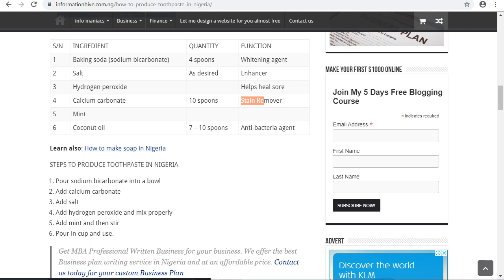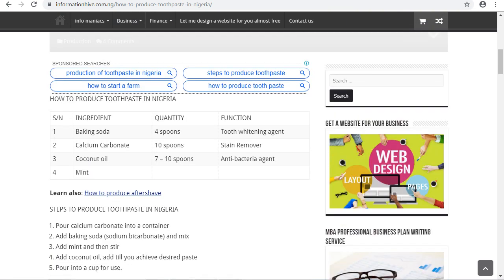I've told you the steps. Pour your baking soda in the container. Add calcium carbonate. Add a little salt, or not so much salt, because some people don't like paste that has salt. Add hydrogen peroxide and mix properly. Add your mint and stir, and you are good to go. So that is how to produce toothpaste in Nigeria, and there's a market for it.